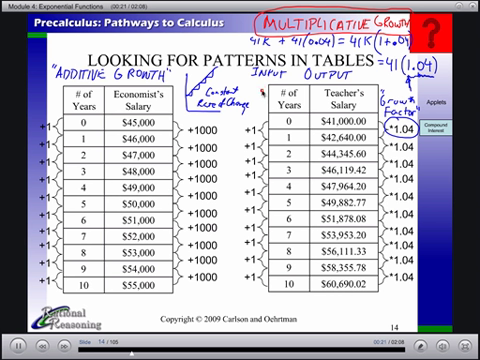Okay, so it's the same thing as our pennies on the chessboard. What was our growth factor for the pennies on the chessboard? 2. Remember, we always doubled the previous number of pennies. And so to get the next number of pennies on the next square, we multiplied by 2. So our growth factor was 2. This is the same thing. To get the next salary, you're going to multiply by the growth factor, in this case 1.04.